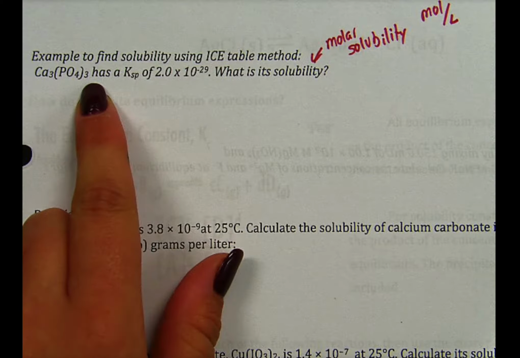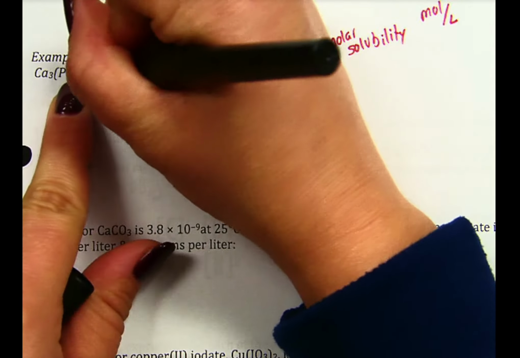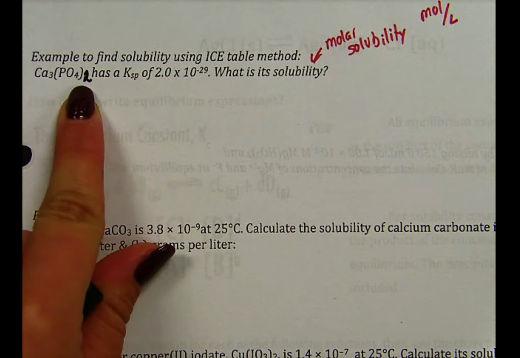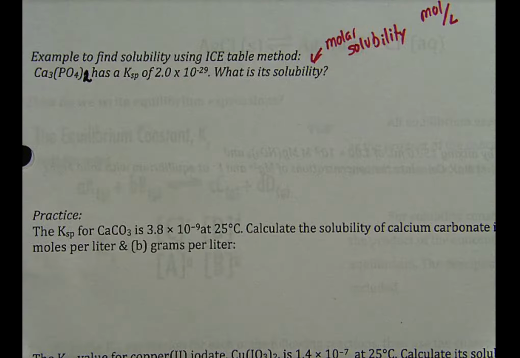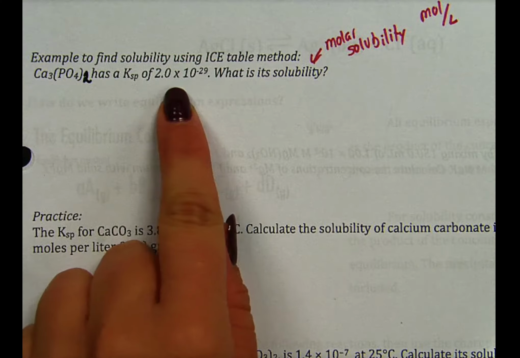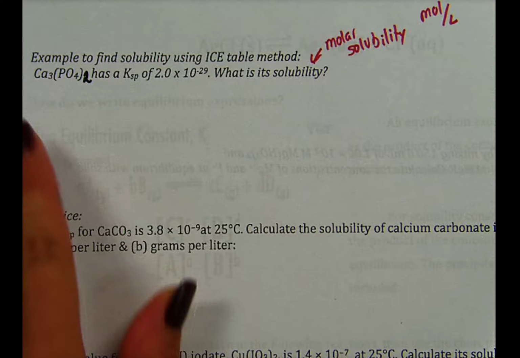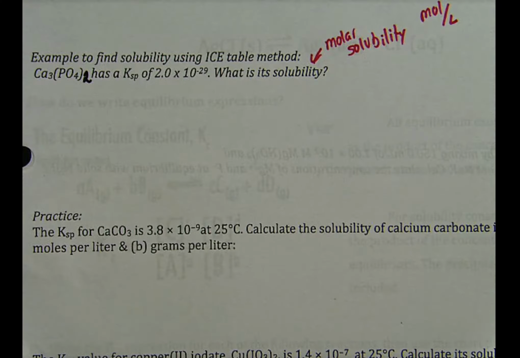First, I need you guys to fix a typo for me. Calcium phosphate is Ca3(PO4)2. Okay, so make sure you fix that on this problem. It has a Ksp value of 2.0 times 10 to the negative 29th, and we're going to find out its solubility. We're going to find out how many moles of calcium phosphate dissolve per liter of solution.